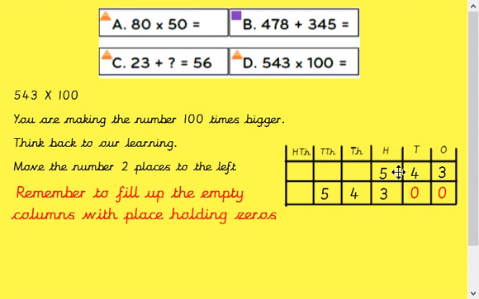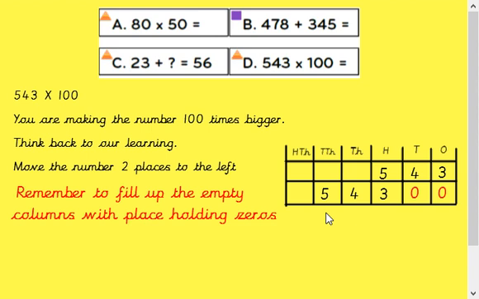And we've got 543. And what we need to do to times it by 100, we're moving it 2 places to the left. How do we know we're moving it 2 places? Because if you look at the number, there are 2 zeros. That tells you you need to move it 2 places.